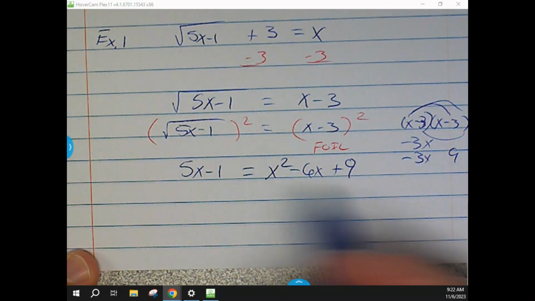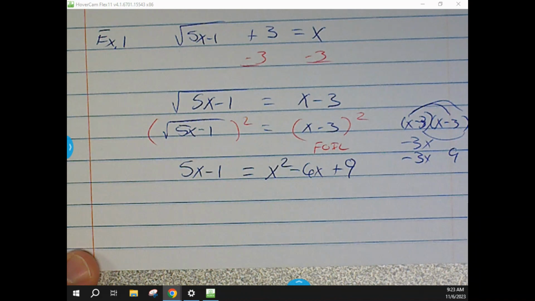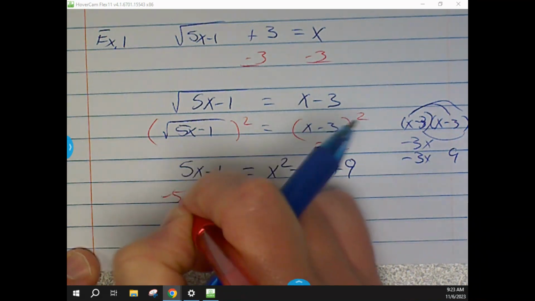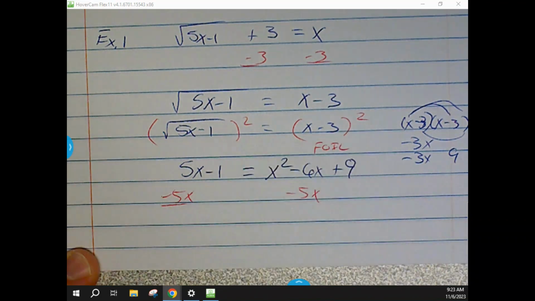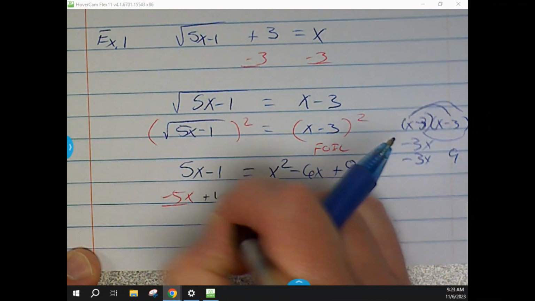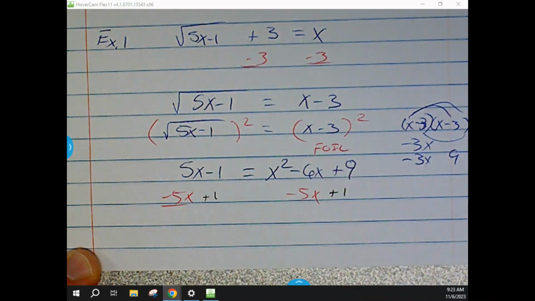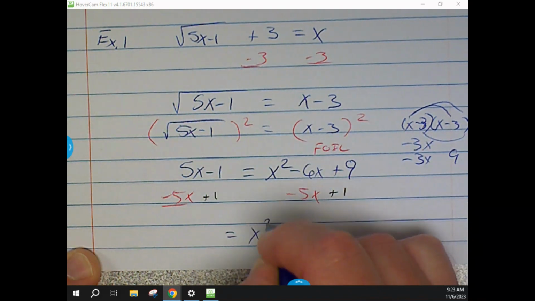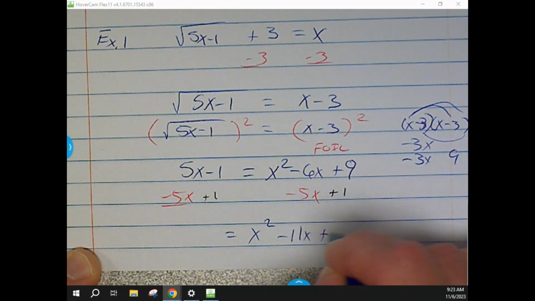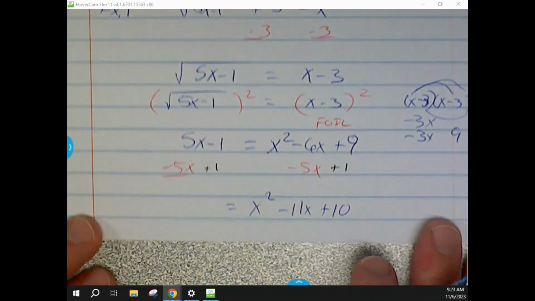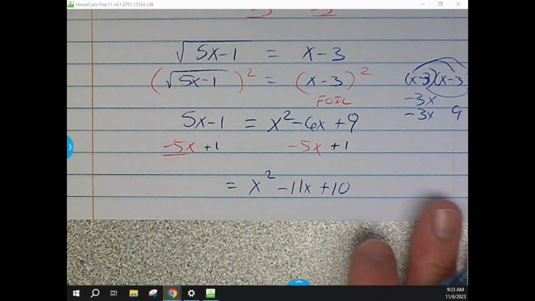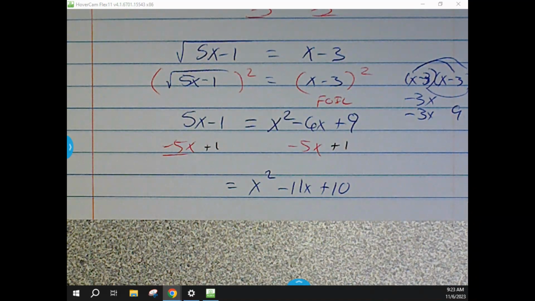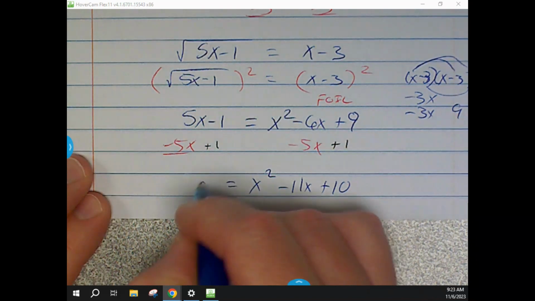All right, and again, with x squared, we know we're looking for 2 answers, so we've got to do some factoring, which means we need to move this over to the right-hand side and also the plus 1 over to the right-hand side. All right, so that leaves us with x squared minus 11x plus 10, and that's equal to 0.